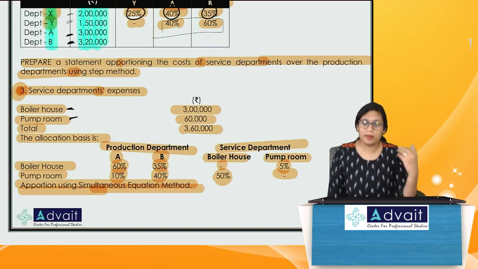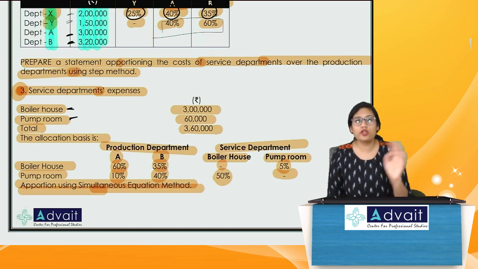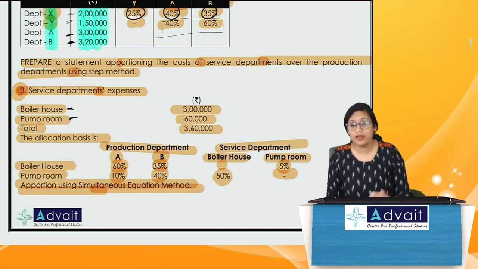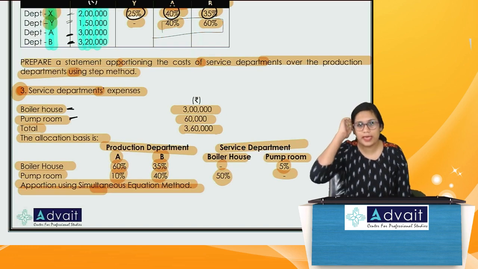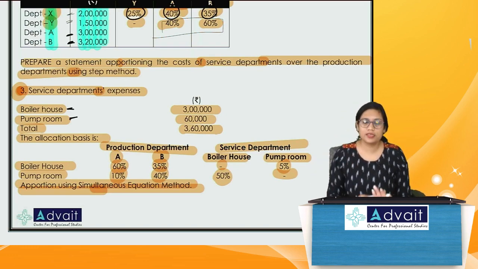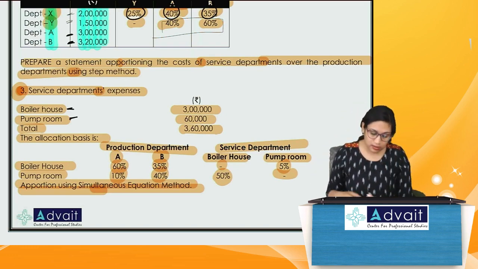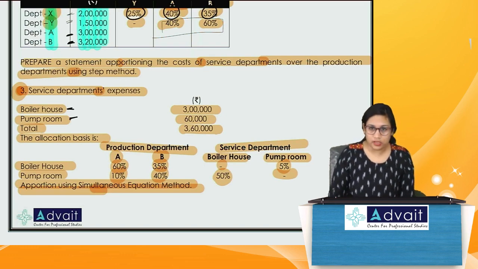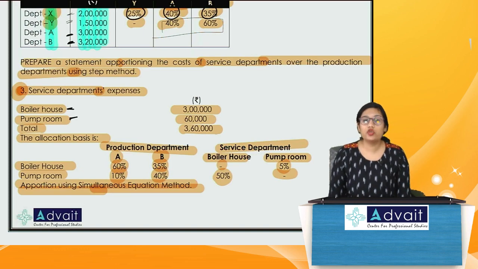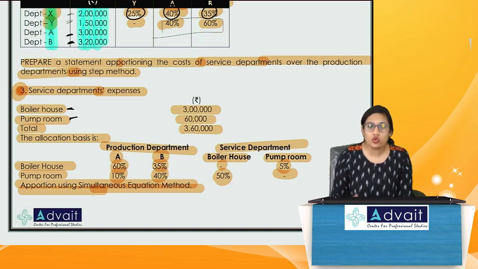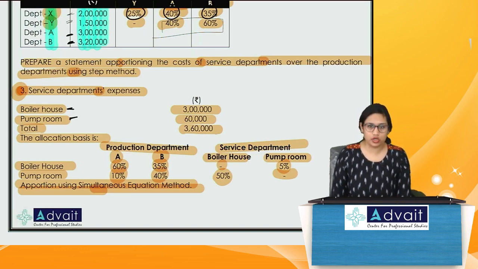You can use repeated redistribution also. You can use simultaneous equation also. But in this question, they are very specific that the simultaneous equation method only has to be used. So let's go ahead and start solving this question. But before we solve this question, we need to understand how to use this simultaneous equation method.